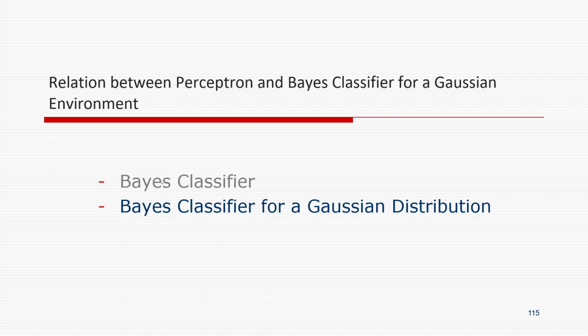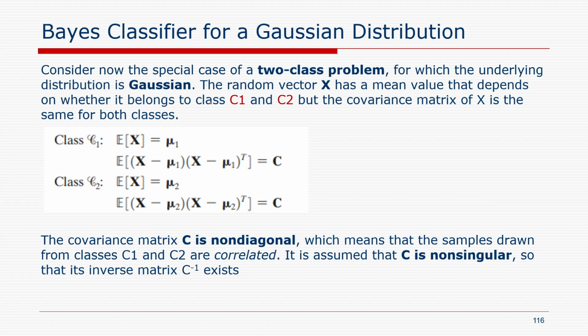In today's class, we'll look at the topic Bayes classifier for a Gaussian distribution under the main heading Relation between Perceptron and Bayes classifier for Gaussian environment. We'll consider the two-class problem, that is C1 and C2, for which the underlying distribution is Gaussian. That is, the input feature vector X is having a pattern which has a Gaussian distribution.